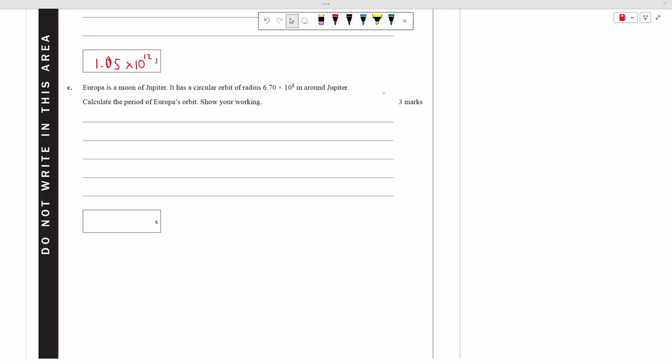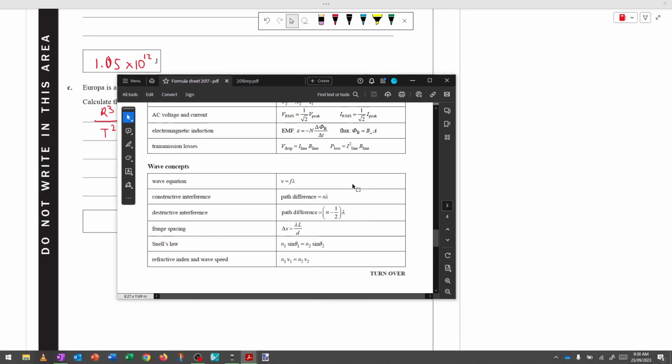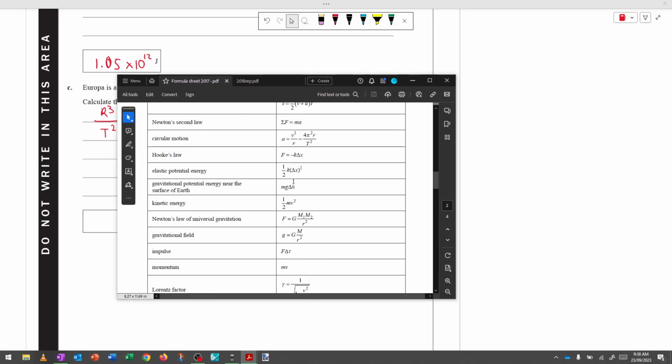It's going to be R cubed over T squared equals GM over 4 pi squared. Okay, I don't think this is on your formula sheet, the one that's supplied to you. I always forget this formula.